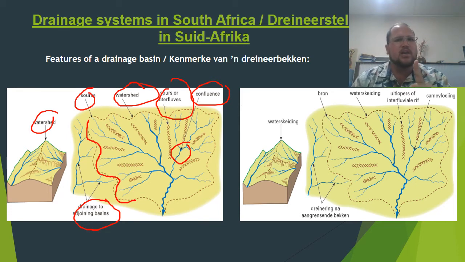But what is the difference between a drainage basin and a catchment area? A catchment area can be bigger than a drainage basin because the source of the underground water can come from outside of the drainage basin itself.